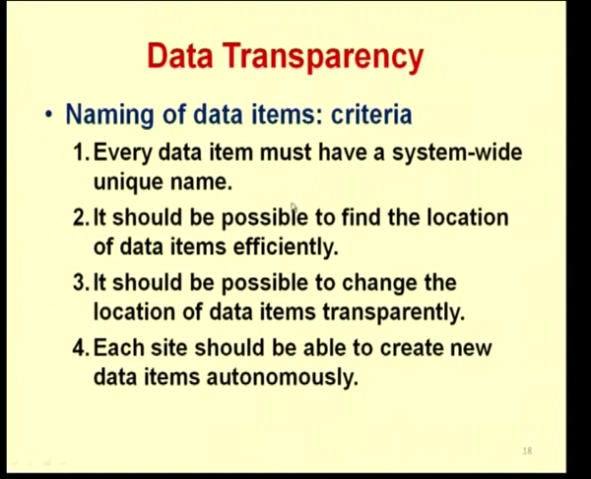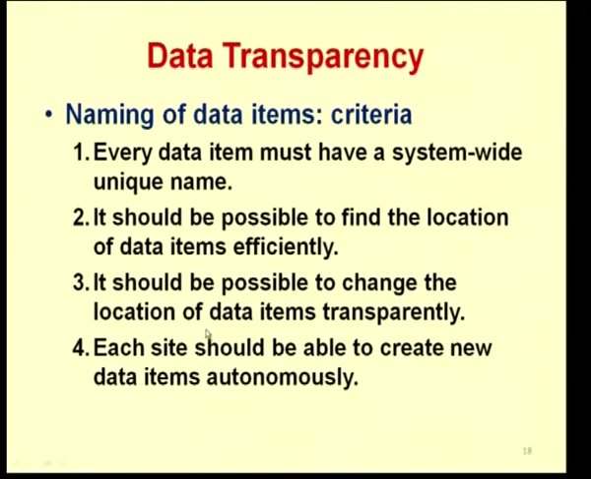So, naming of data items is a criterion for data transparency. Every data item must have a system-wide unique name, because otherwise there will be duplication. It should be possible to find the location of the data items that I am storing efficiently. So, given the system-wide unique name, depending on where it is, it should be able to find it efficiently. It should be possible to change the location transparently. So, if I am changing the location from Chennai to Bombay, no one should know it, only the system.